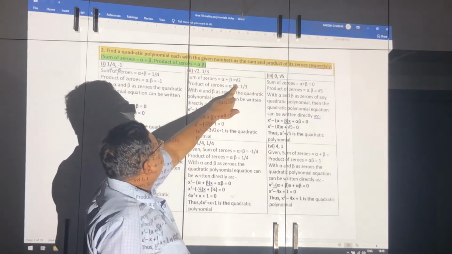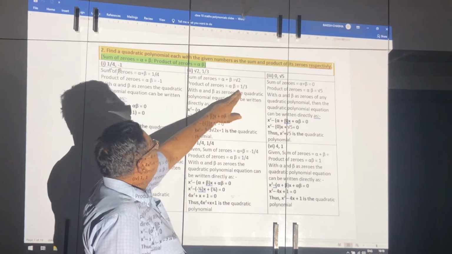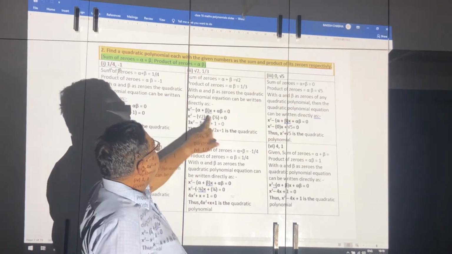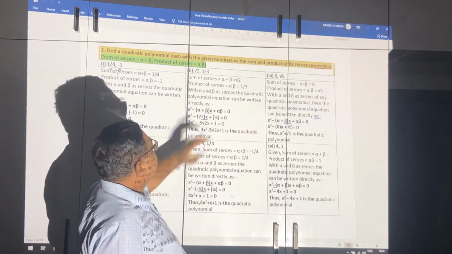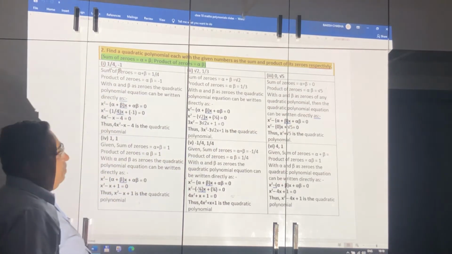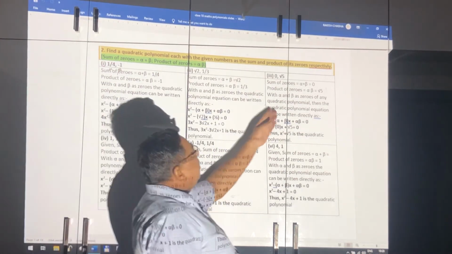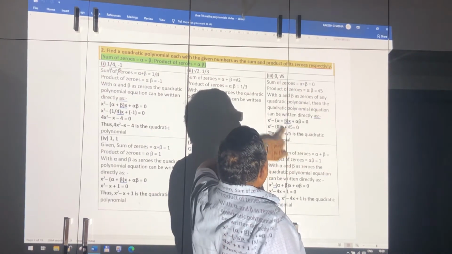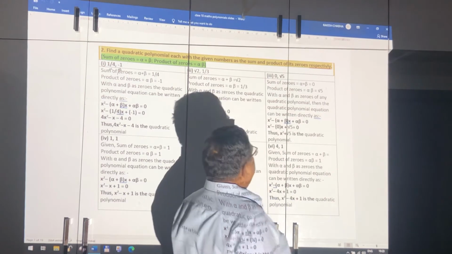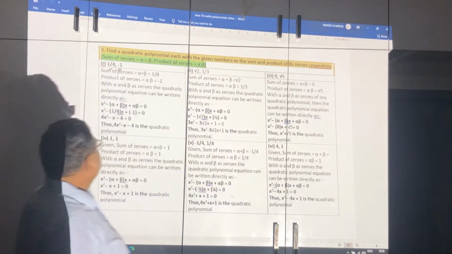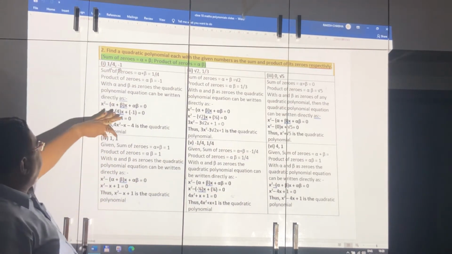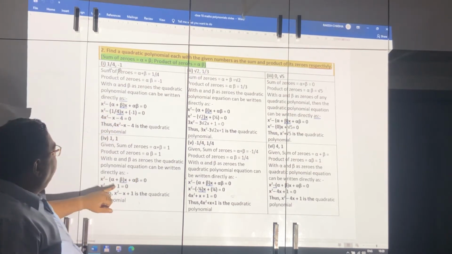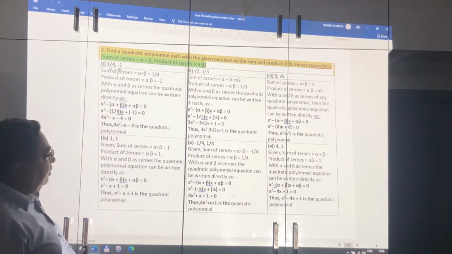Sum is, okay, product is this, and you just fit in. Here is this, and here is this. Okay? Simple as that. See the third sum? Sum, add product, and then put in the values, and you will get the answer. See sum number 4. Sum, okay, and product, and I will get the answer like this.